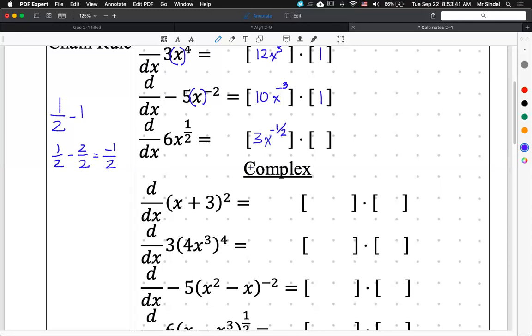-1/2. And this is something that you're going to be seeing over and over again. I'll have a power of a half, and then when I take the derivative, it's going to turn into a power of -1/2. Something that you just want to have memorized so you don't have to do all this long math in your head each time.